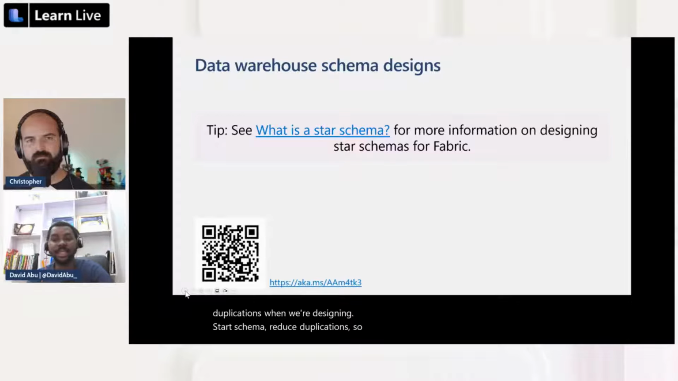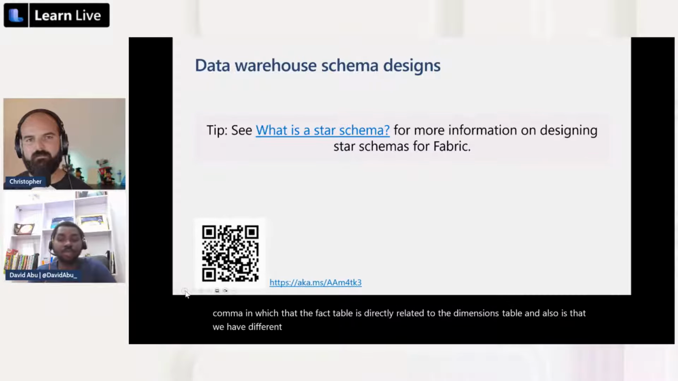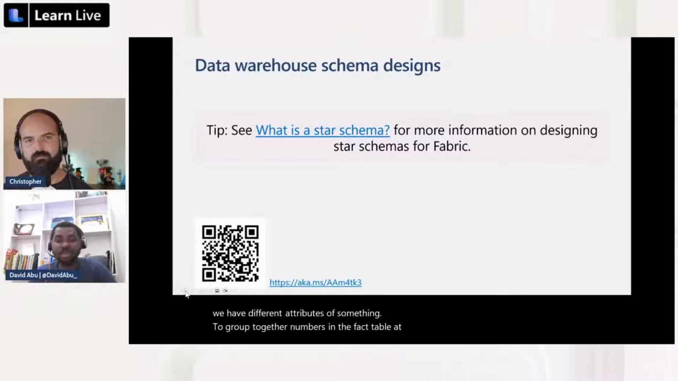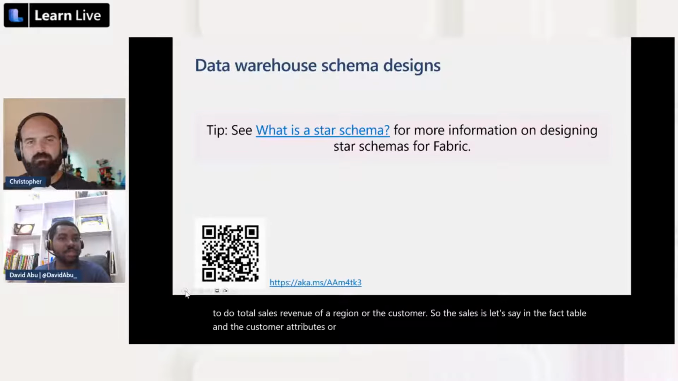So oftentimes a data warehouse is organized as a star schema in which the fact table is directly related to the dimension tables. And also we have different attributes to group numbers in the fact table at different levels. So, for example, you are trying to get total sales revenue of a region or of a customer. The sales is, let's say, in the fact table, and the customer attribute or the region attribute is in the dimension table. So those connections are what we are talking about.